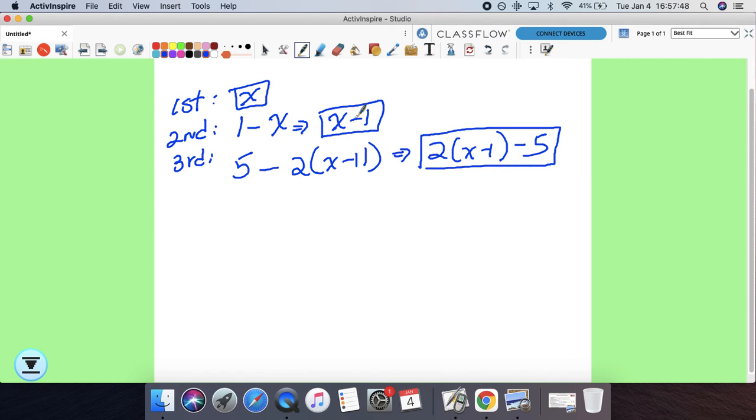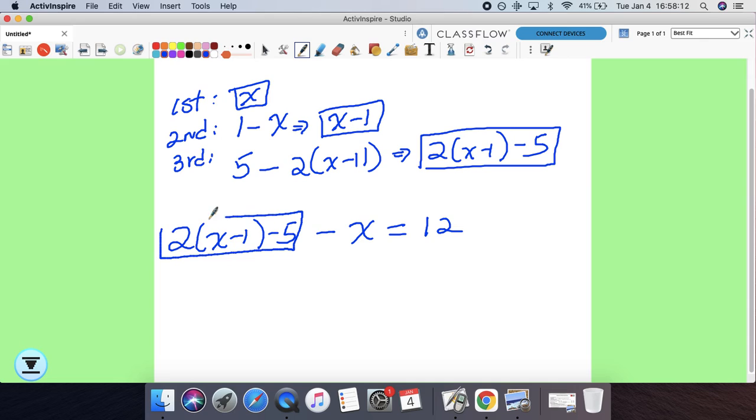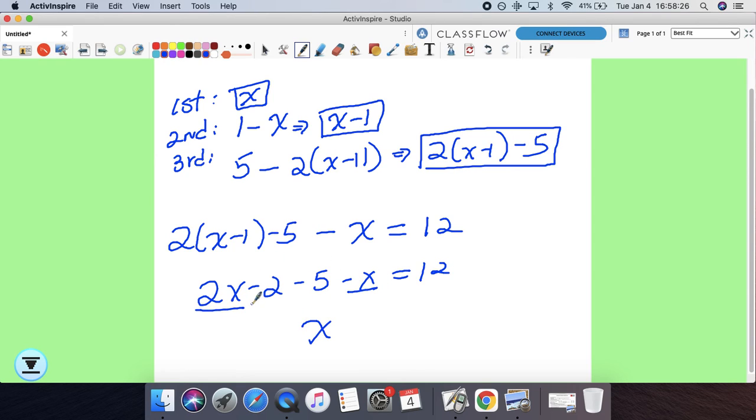Okay, so that's the third number, so I'll put it there: my first number, my second number, my third number. Now the equation: the third number, which is 2x minus 1 minus 5, exceeds the first by 12, so minus the first number, which is x, equals 12. That's basically what it's saying. So 2x minus 2 minus 5 minus x equals 12. Combine like terms: 2x and minus x is just x. Negative 2 and negative 5 is negative 7, equals 12.